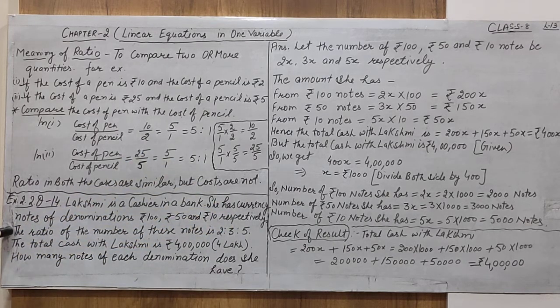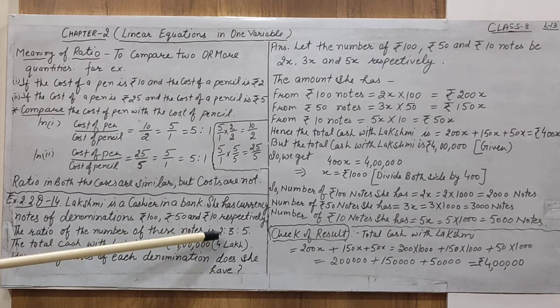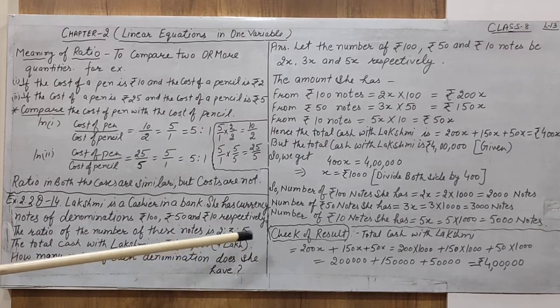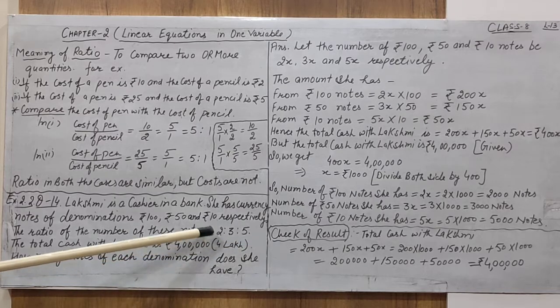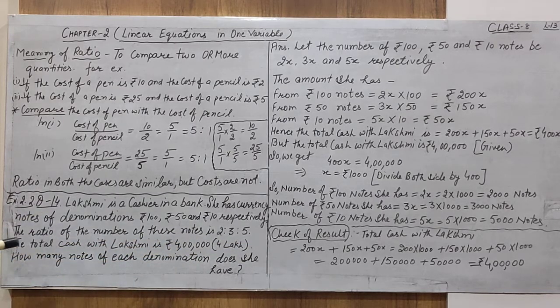Now the ratio of the number of these notes. Ratio of numbers means how many notes of 100 rupees she has, how many notes of 50 rupees she has, and how many notes of 10 rupees are with Lakshmi. The ratio of the number of these notes is 2:3:5. Now only the ratio is given, not the exact number of notes. All right, the next line is: total cash with Lakshmi is 4 lakh rupees.